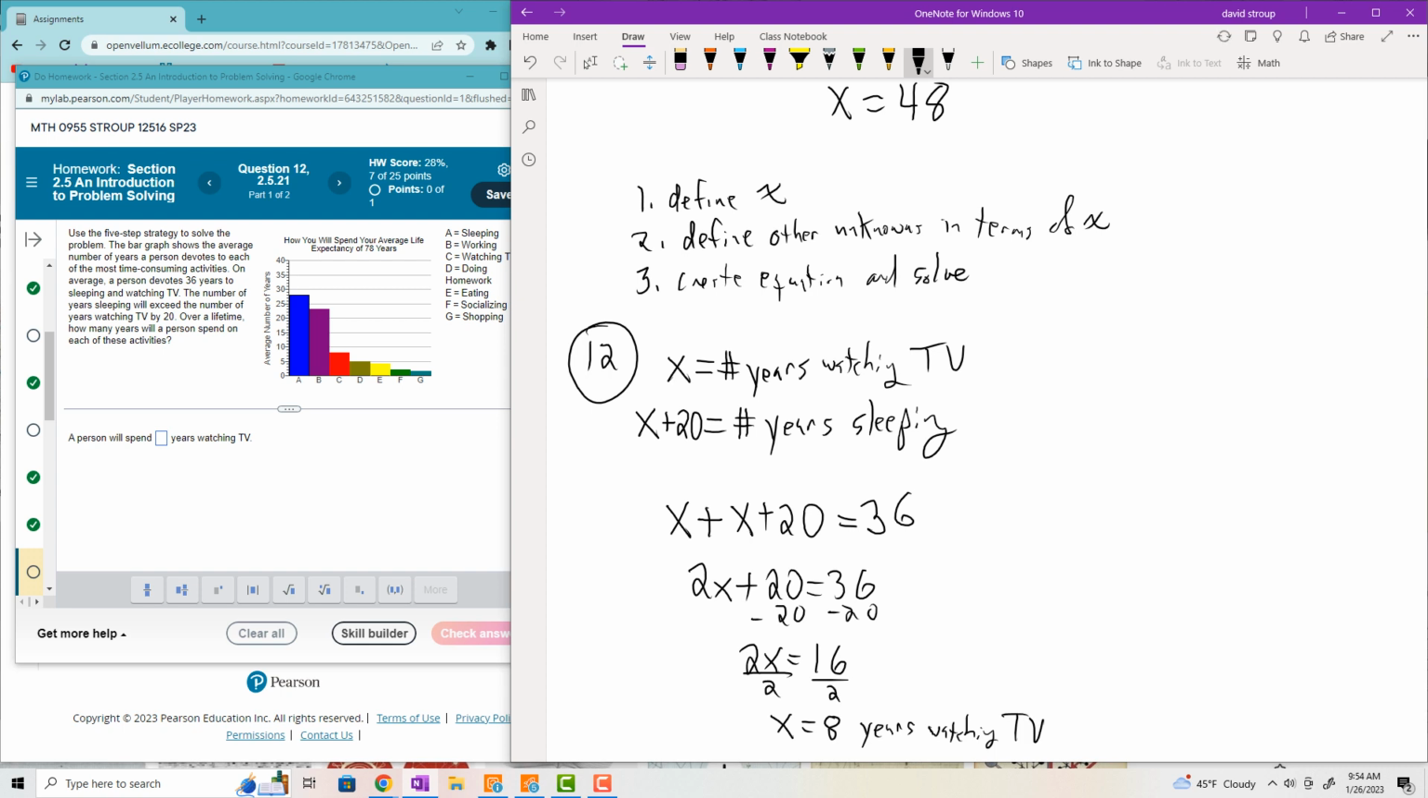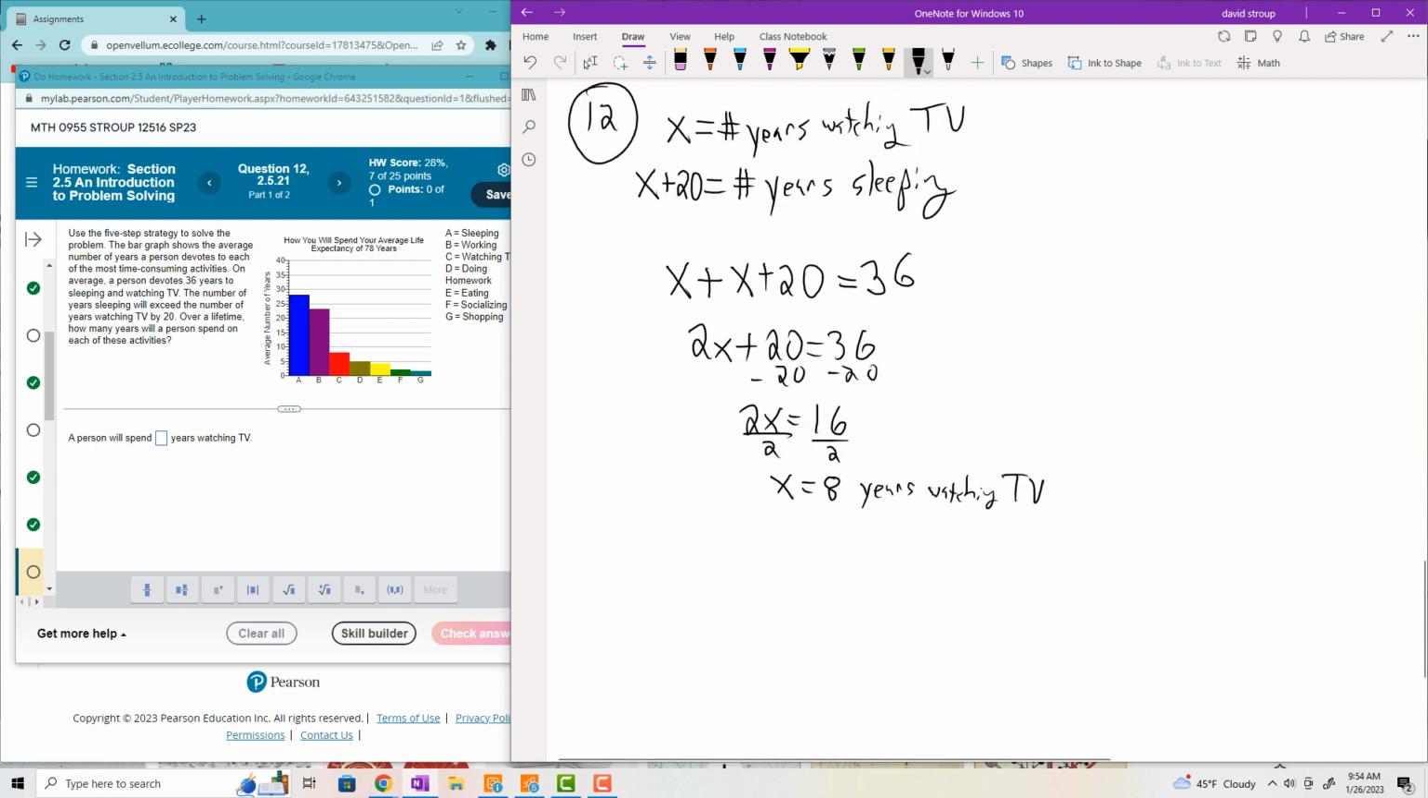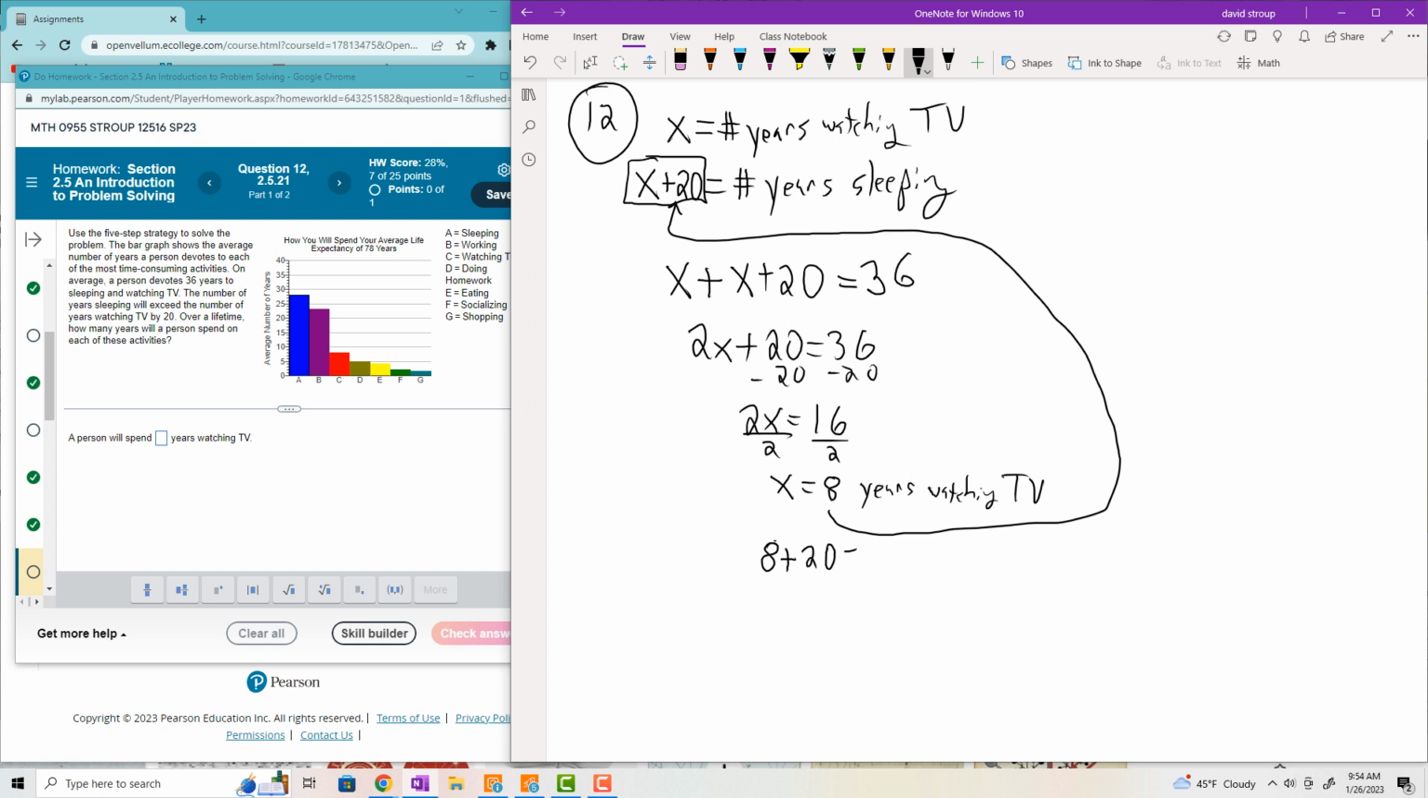But we still want to find the number of years sleeping. So how do we do that? Well, we do what's called back substitution. We go back to that equation that tells us the other unknown. It's x plus 20. So putting 8 into that expression, we'll have 8 plus 20 equals 28, and that'll be the number of years sleeping.